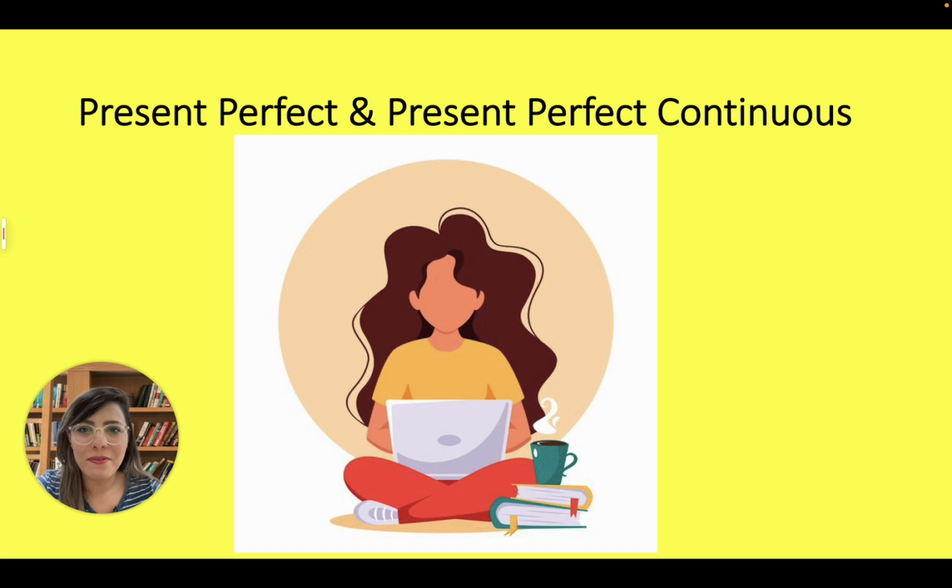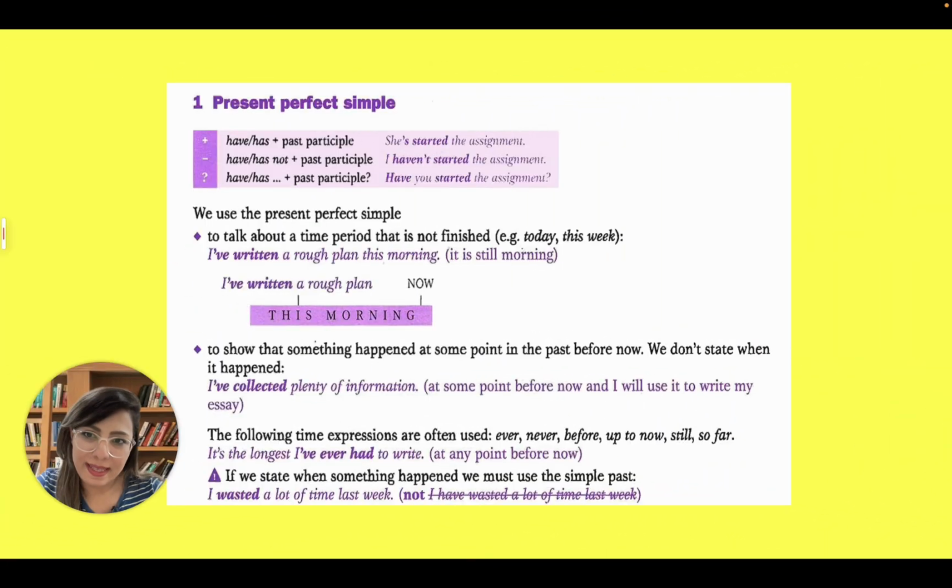Welcome to the fifth session of our General English course. In this lesson, we are going to learn present perfect and present perfect continuous. تو این جلسه میخوایم با هم دیگه ماضی نقلی و ماضی نقلی استمراری رو بخونیم. Let's go. Present perfect simple.